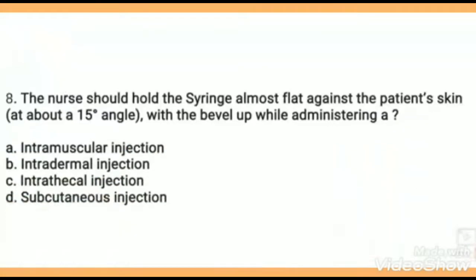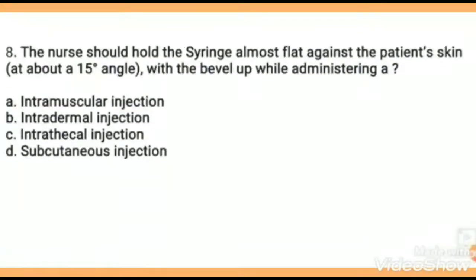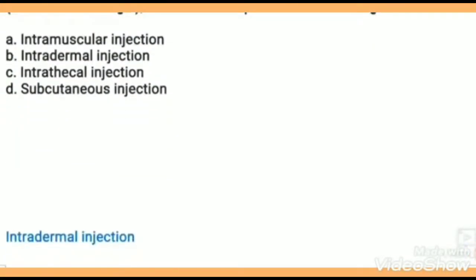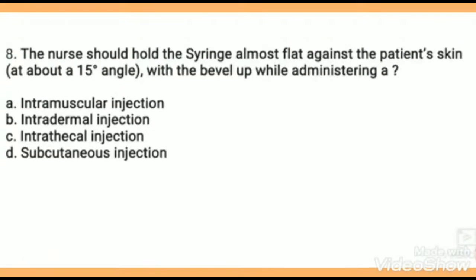Next question. The nurse should hold the syringe almost flat against the patient's skin at about a 15-degree angle with the bevel up while administering an intramuscular injection, intradermal injection, intrathecal injection, or subcutaneous injection. So, the correct answer is intradermal injection. It is because the dermis is the second layer of the skin, and for introducing medicine into the dermis, we have to make an angle of 15 degrees.